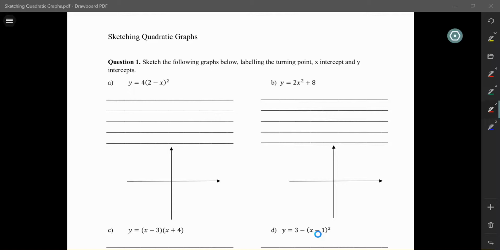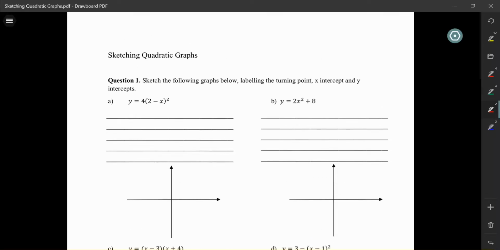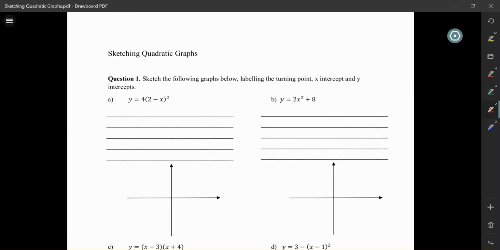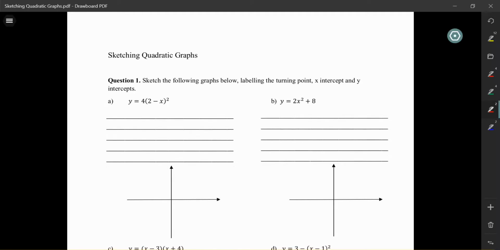Hey there, Year 11s. I gave out this worksheet last session on the Friday. I can't remember. Just last lesson. So it's probably the Friday.